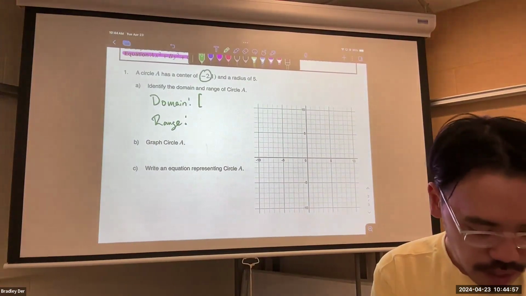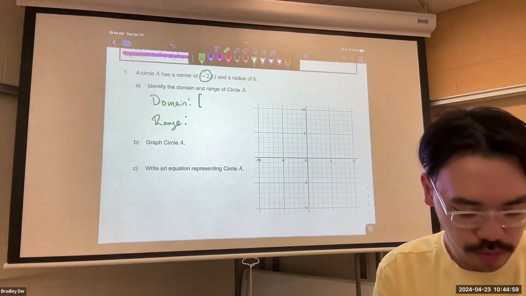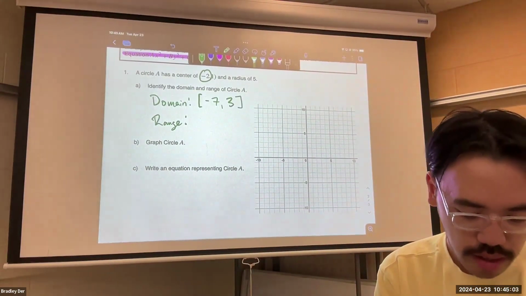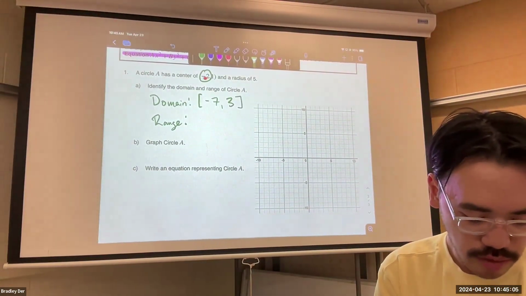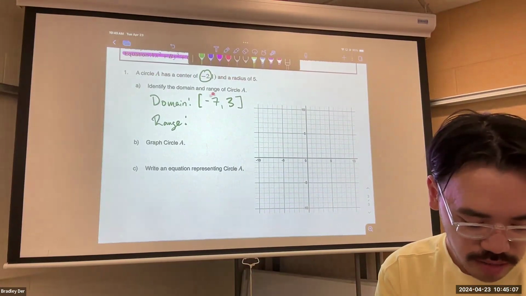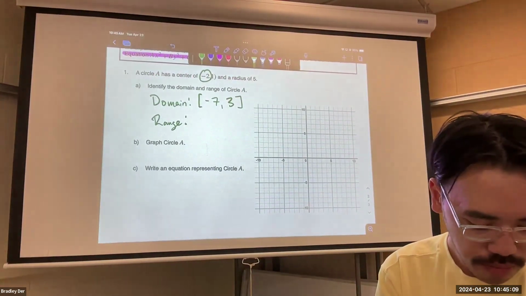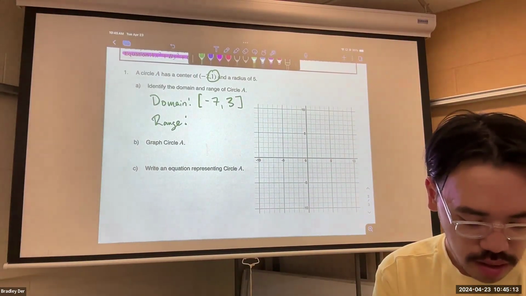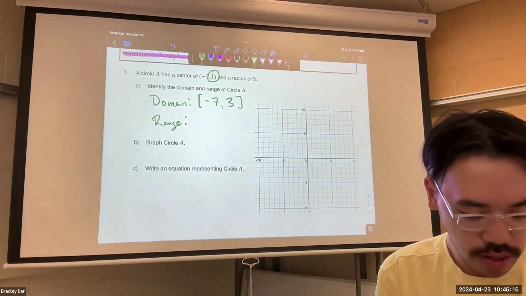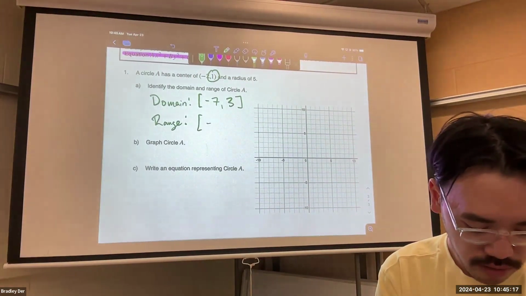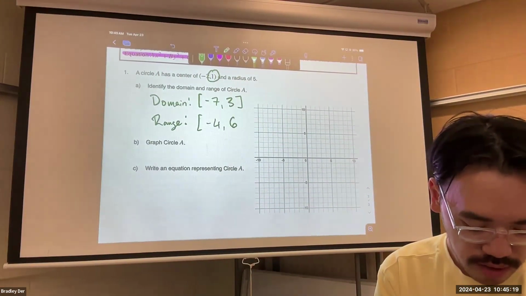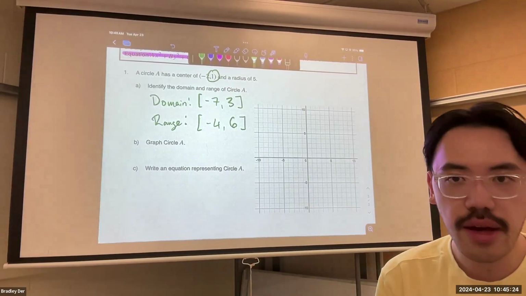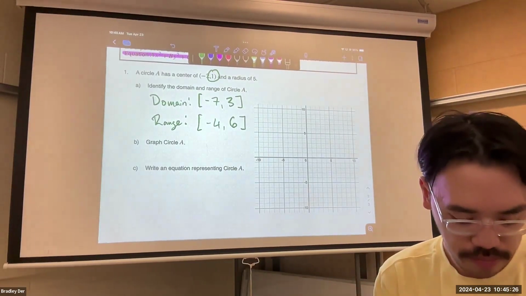So, for example, -2 minus 5 would be -7, and -2 plus 5 would be 3. Right? So I'm just going from the center and moving left 5 and right 5, and that gets me -7 and 3. If the center has a y value of 1, the lower bound should be 5 below 1. So 1 minus 5, -4. 1 plus 5 is 6. So just down 5 and then up 5, and that establishes my range.